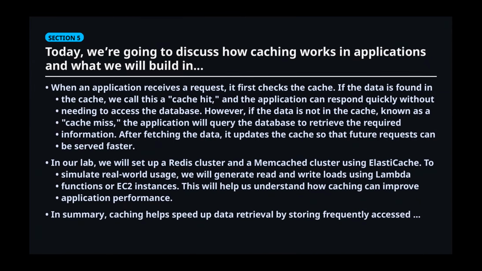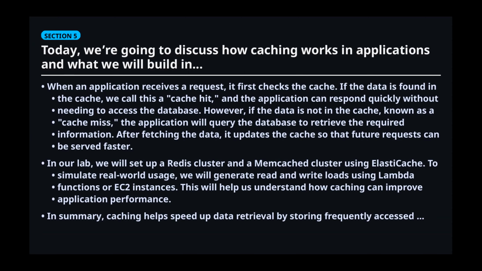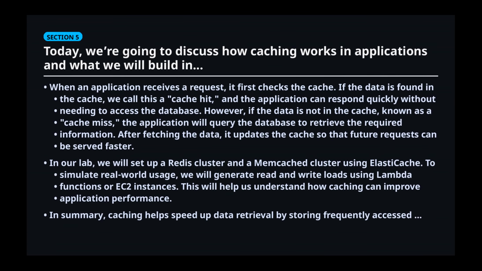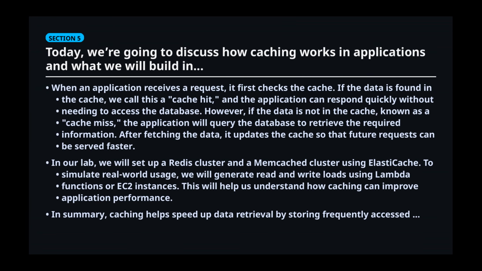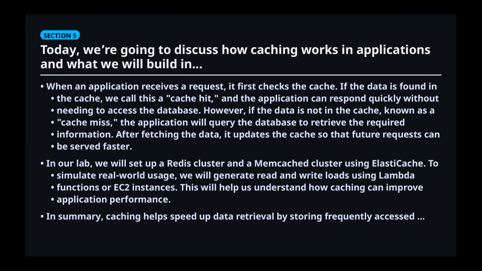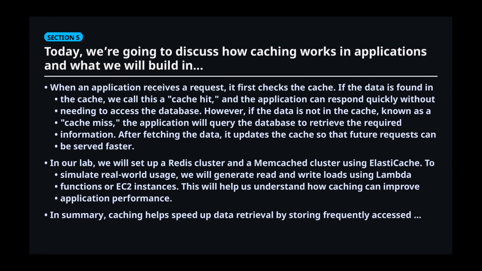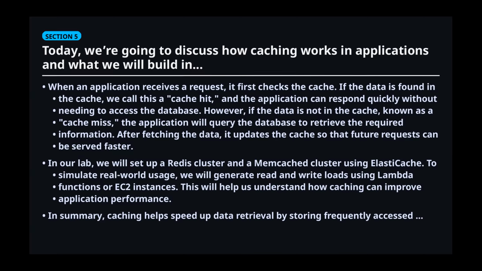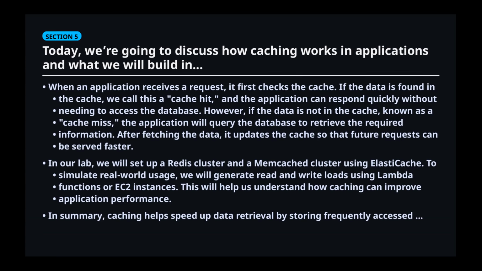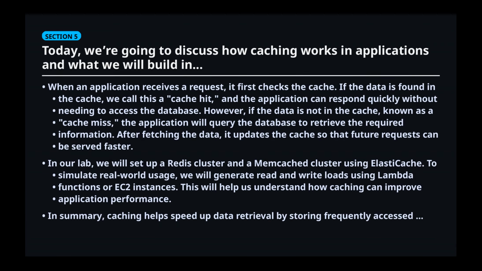When an application receives a request, it first checks the cache. If the data is found in the cache, we call this a cache hit, and the application can respond quickly without needing to access the database. However, if the data is not in the cache, known as a cache miss, the application will query the database to retrieve the required information. After fetching the data, it updates the cache so that future requests can be served faster.